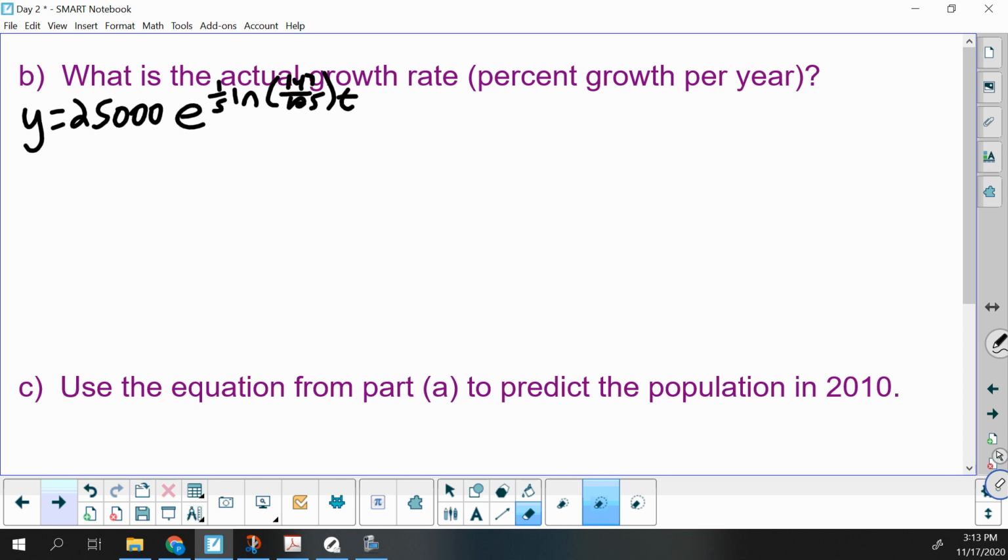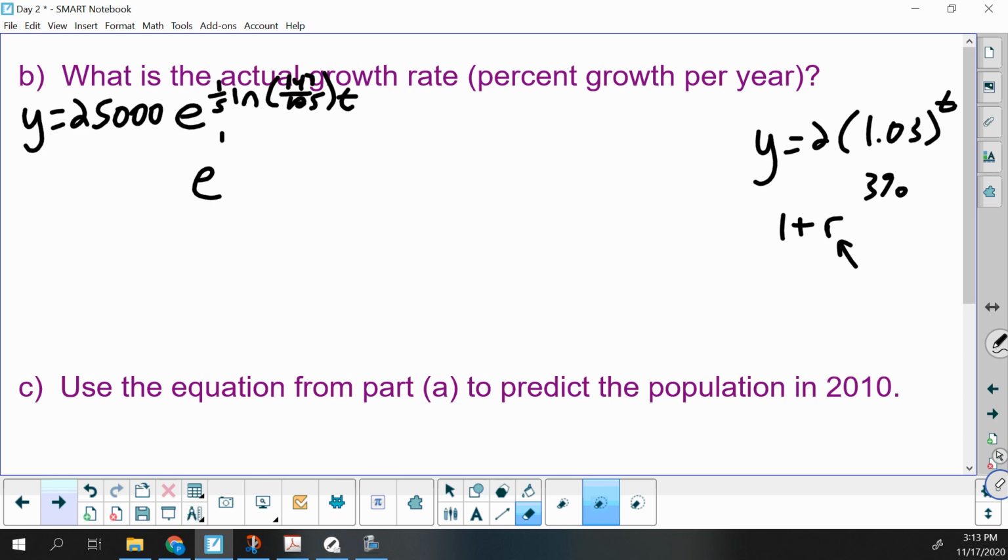And I forgot my t. So we want to know what is the actual growth rate as a percent. Well, let me go off to the side and just put a simple exponential function. If we had this, it would be easy to tell that our growth rate would be 3%. So your growth rate is always 1 plus some rate, and that r is your growth rate. Well, and we can find that if it's just raised to the t.